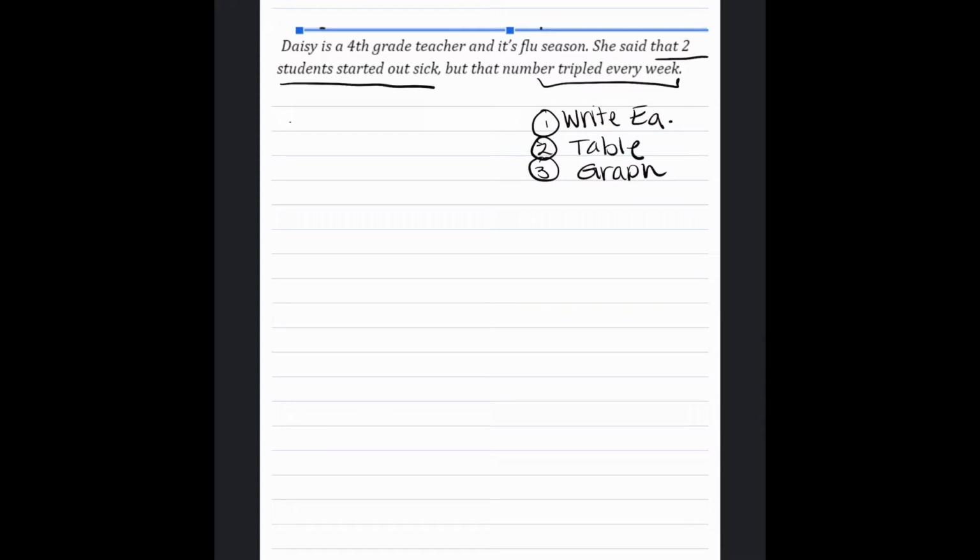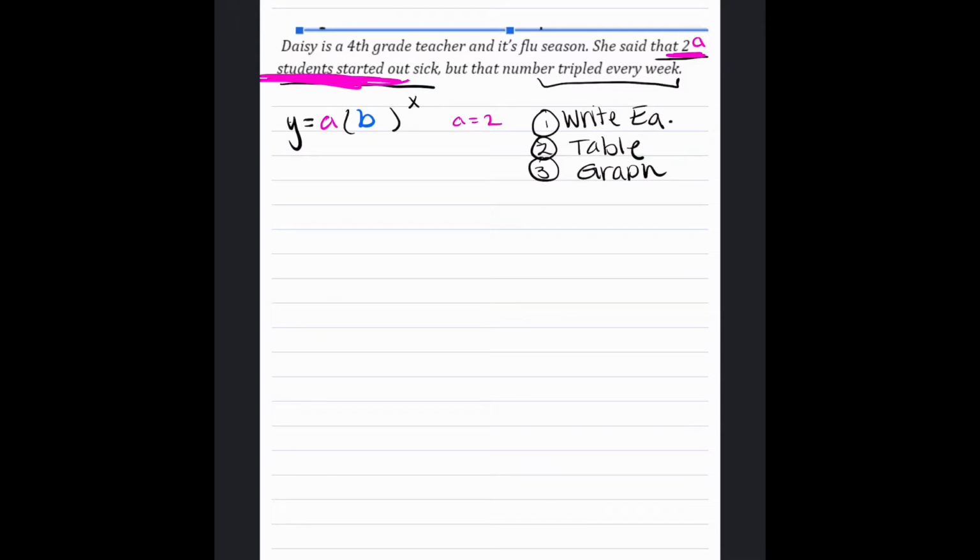So remember, for exponential equations, they come in the form of y equals a times b to the x power. Where a is that initial value and b is what you multiply by. She said that 2 students started out sick. So as soon as I see how many started, that's going to be my initial value. So I'm going to go ahead and say that a equals 2.